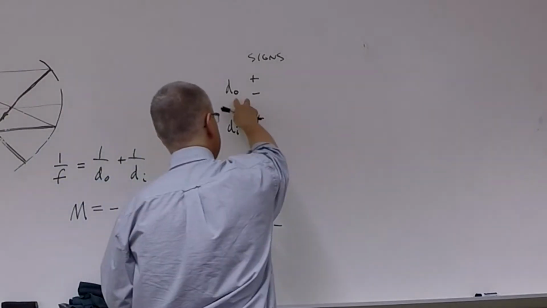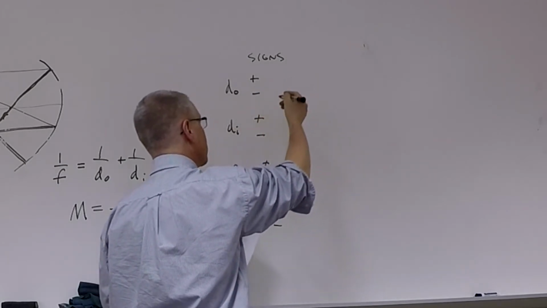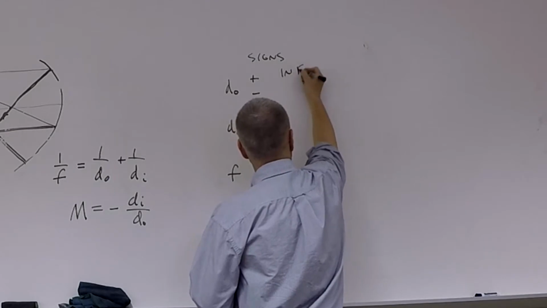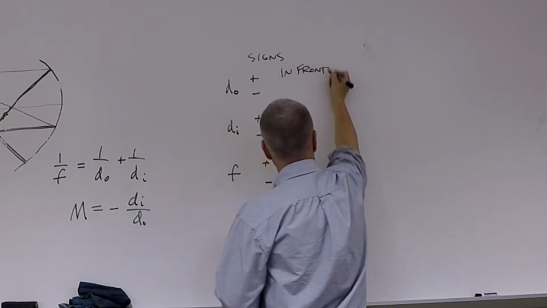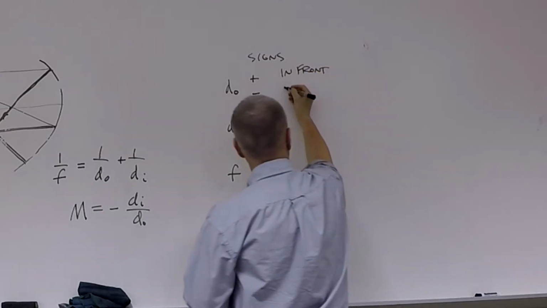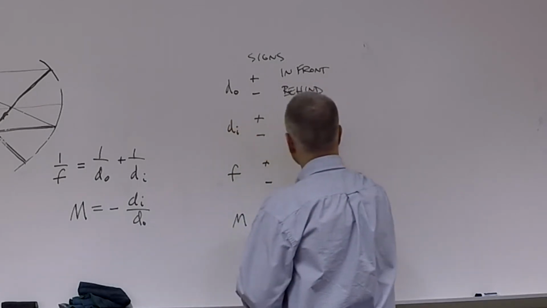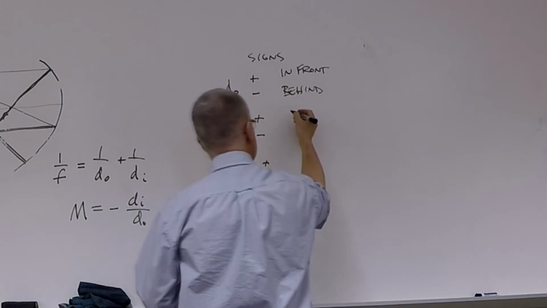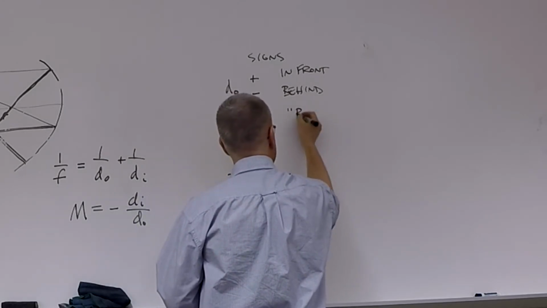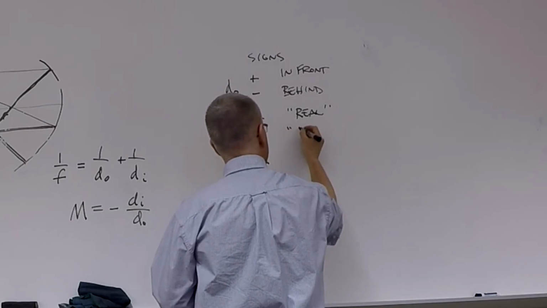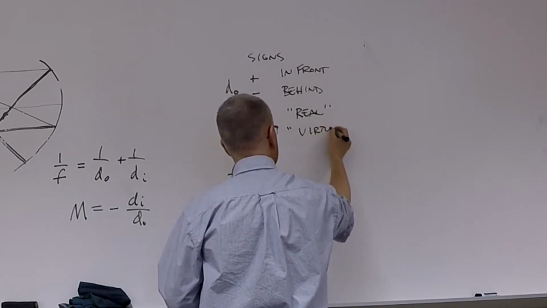For distance to the object, let me just write these all real quick. If it's positive, that means it's in front of the mirror. Negative means behind. For distance to the image, if it's positive, that means it's a real image. If it's negative, that means it's a virtual image.